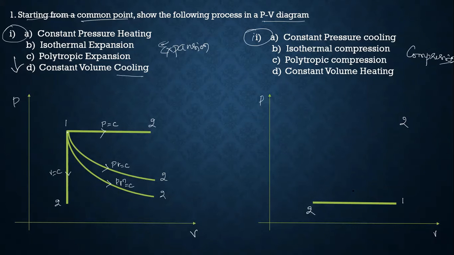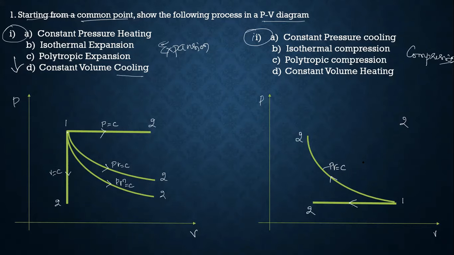State 1, constant pressure cooling. In this constant pressure cooling, volume decreases. Constant pressure cooling, 1 to 2. Next process, it is isothermal compression process starting from a common point. This is state 2 following a path. Governing law, it is PV is equal to C.